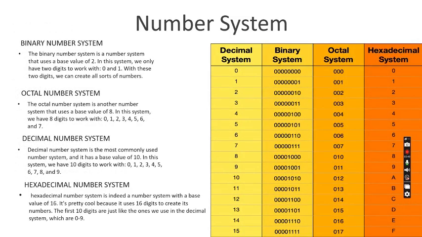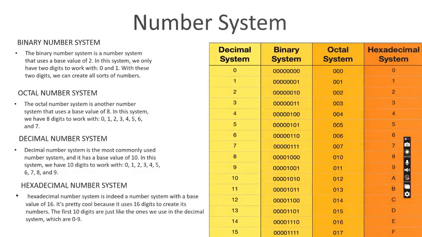Number systems. Binary number system. The binary number system is a number system that uses a base value of 2. In this system, we only have 2 digits to work with, 0 and 1. With these 2 digits, we can create all sorts of numbers. Octal number system, decimal number system, and hexadecimal number system you can read here. So let's move on.